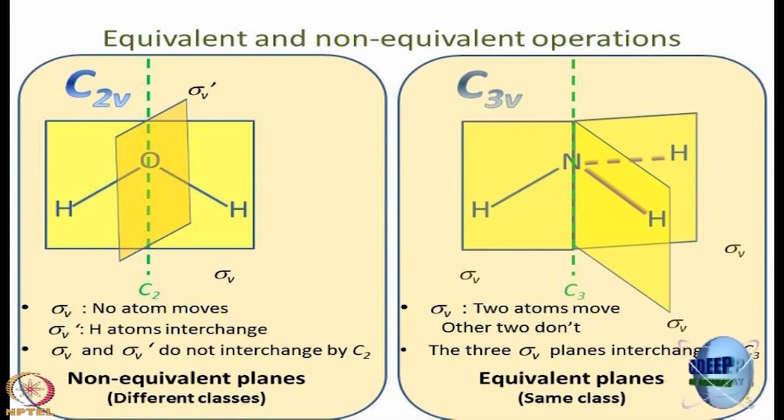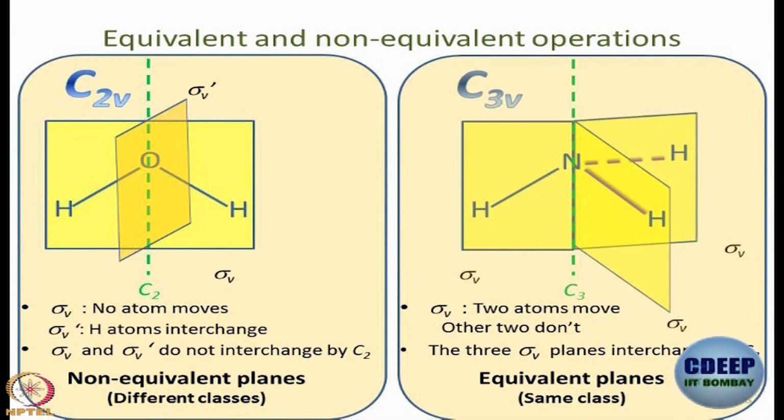How do you define that plane? A plane that contains one NH bond and bisects the other two. So, how many such planes are there? 3. So, you draw the 3 planes, it looks like blades of a fan, nothing else. So, this is your C3V.